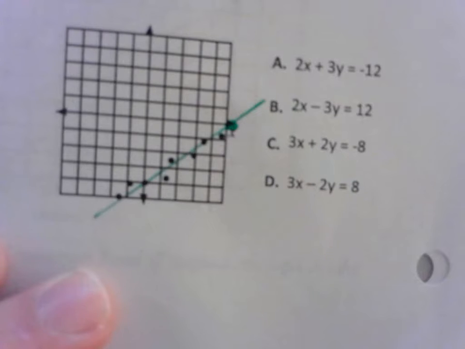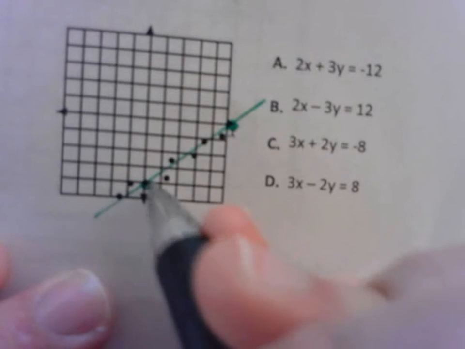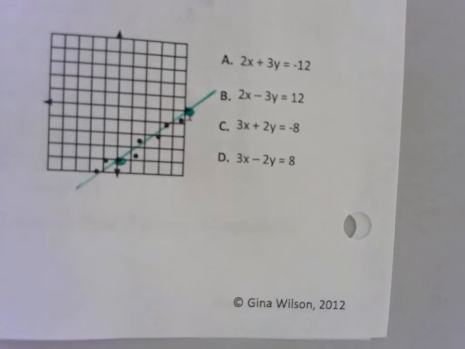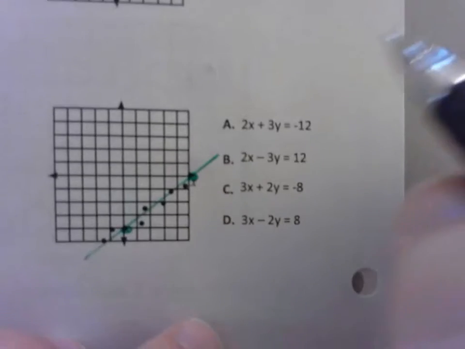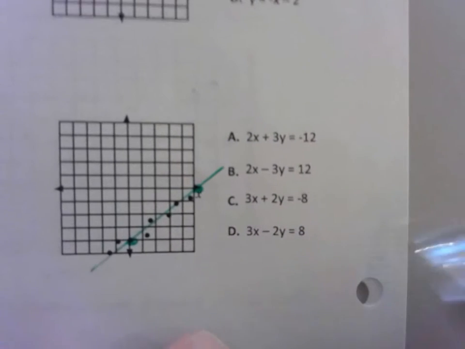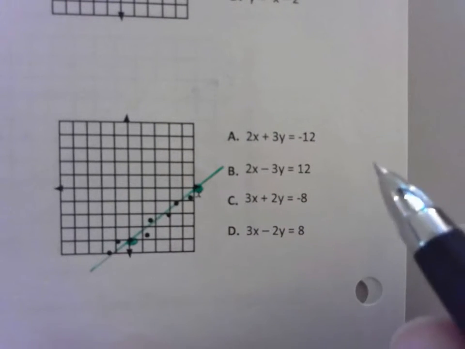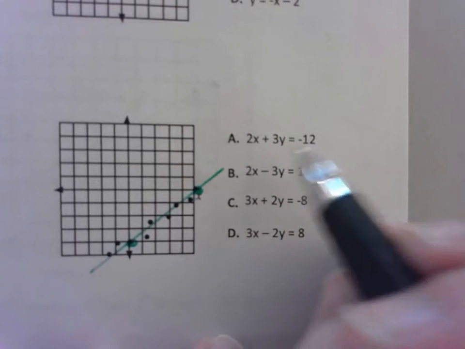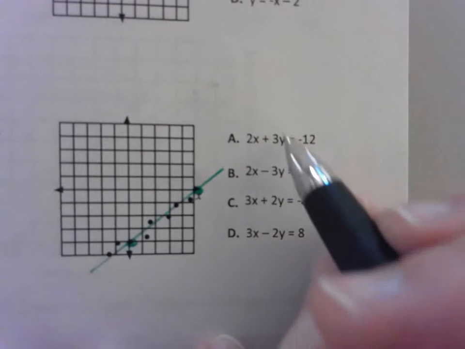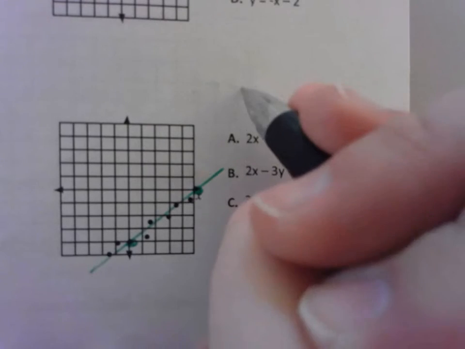What does it look like my y-intercept would be close to? Negative 4. So I'm looking for which equation gives me an x-intercept of 5, or close to 5, and a y-intercept of negative 4. Now let's go through each one real quick. How do I find the x-intercept? What do I plug 0 in for? Plug 0 in for y. So if I plug 0 in for y for my top equation, I get 2x equals negative 12.